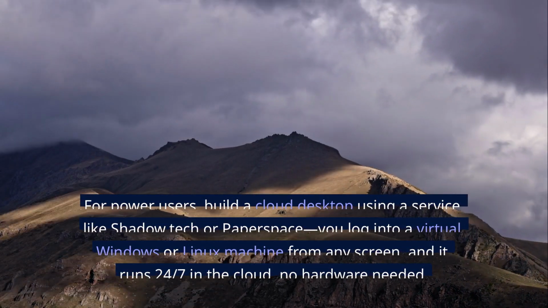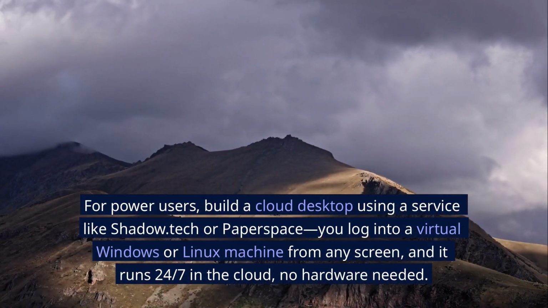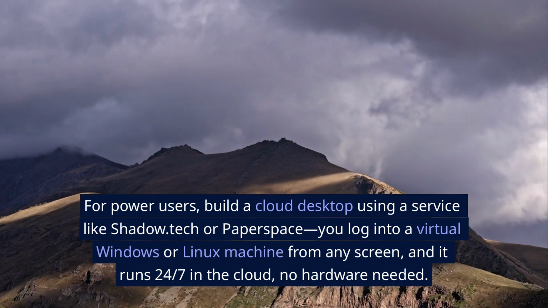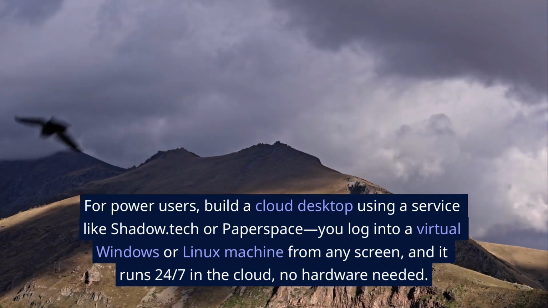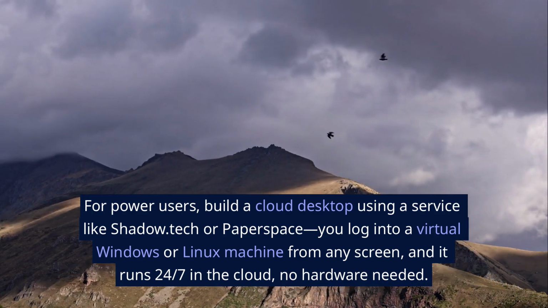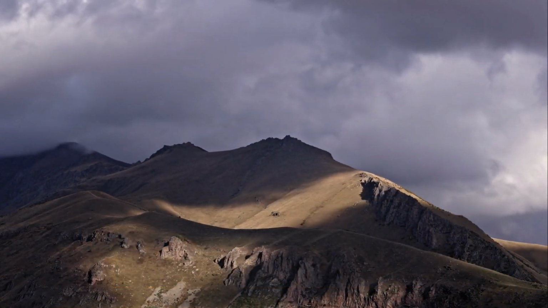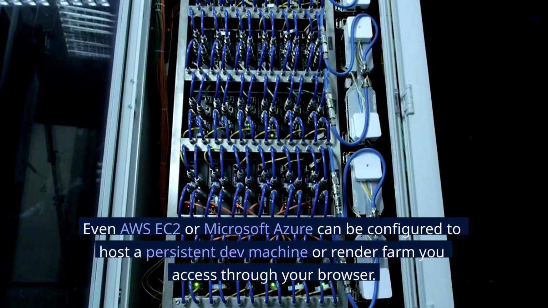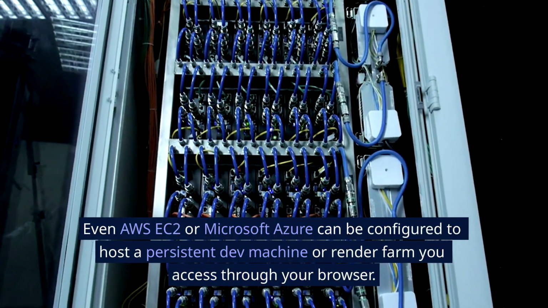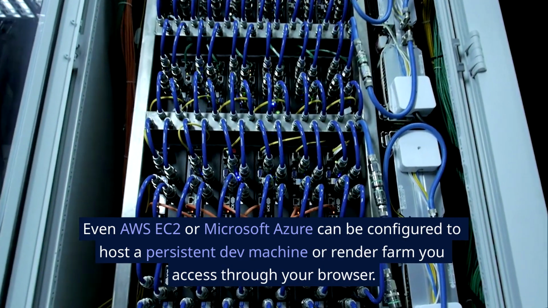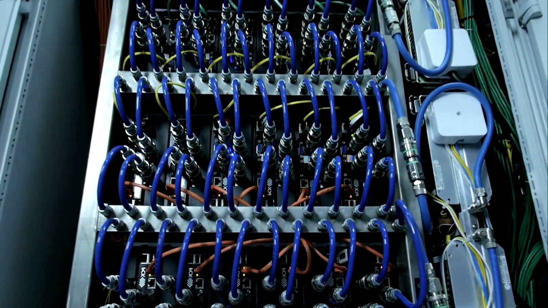For power users, build a cloud desktop using a service like Shadow, Tech or Paperspace. You log into a virtual Windows or Linux machine from any screen, and it runs 24/7 in the cloud, no hardware needed. Even AWS EC2 or Microsoft Azure can be configured to host a persistent dev machine or render farm you access through your browser.